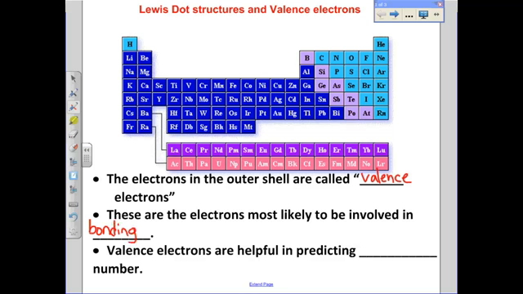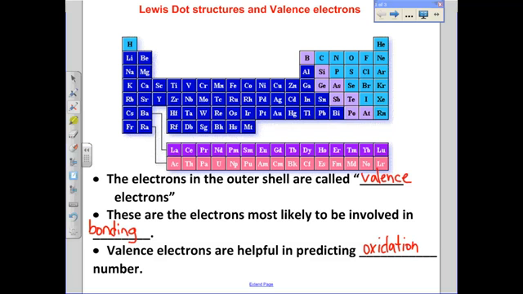And we'll talk more about bonding next unit, and how we use these valence electrons to identify what types of bonds we can form. And another thing that valence electrons do, they are helpful in helping us predict what is called oxidation numbers. And again, oxidation numbers, like bonding, we'll talk about that next unit. So let's go back to the concept of valence electrons.